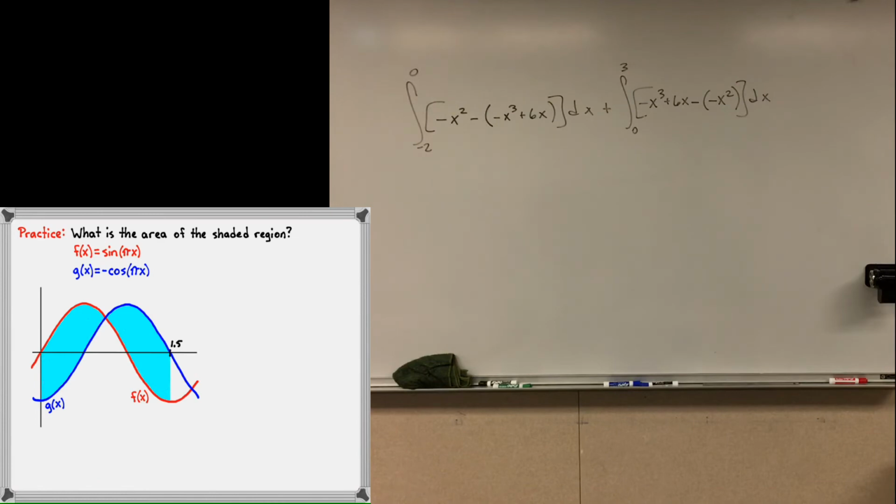f of x is sine of pi x, and g of x is negative cosine of pi x. I want you to find the area of the blue region. So notice it's not just about points of intersection, because where does the blue region end? At x equals 1.5. The other thing is, on your test, when you take the antiderivative of sine pi x, a lot of you guys did that wrong.